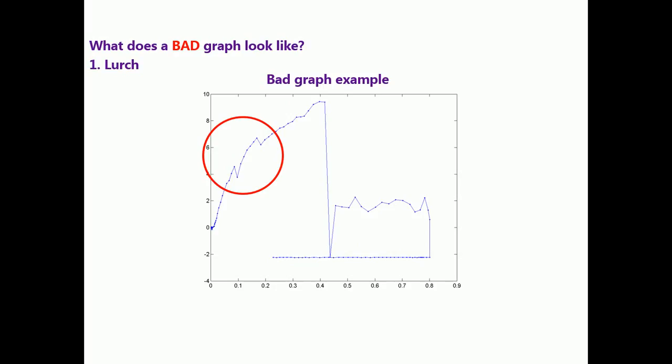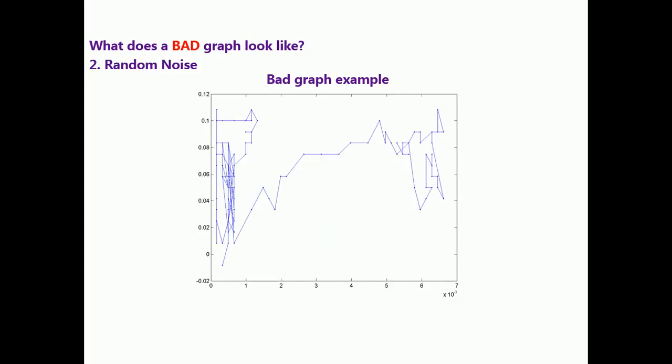Here's another example of the lurch. This is another issue of the bad graph, the random noise. As you can see from the graph, it's just some scattered data, which is meaningless for our purpose.